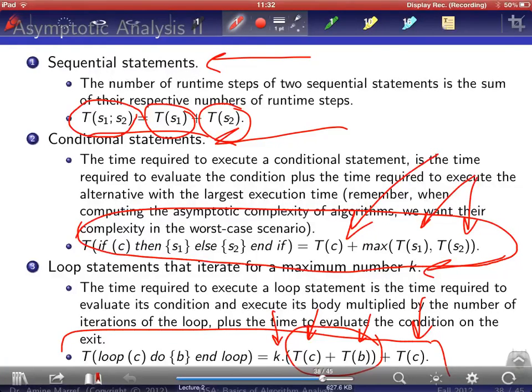Okay, all that remains are a few examples. We have already covered the concept in this last example, and basically this is the wrap-up slide, which summarizes what we need to do in order to find the asymptotic complexity, and that's it.